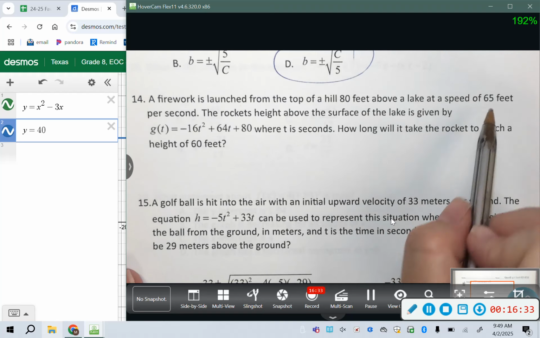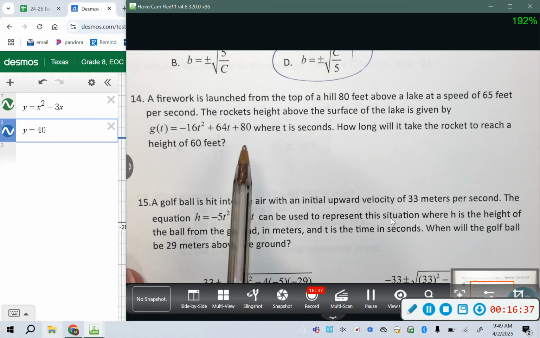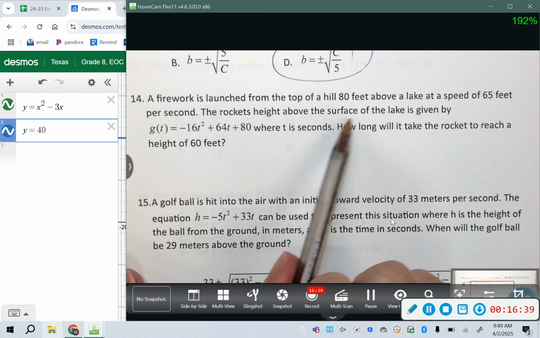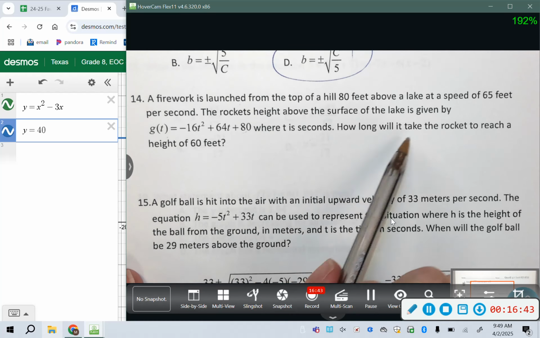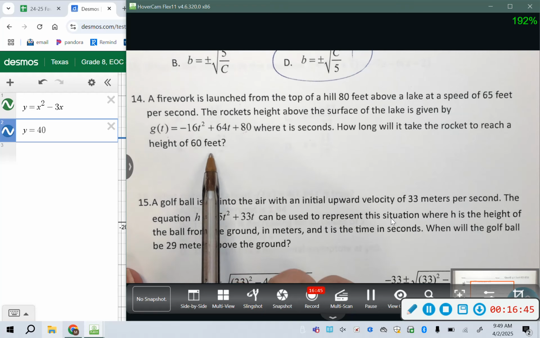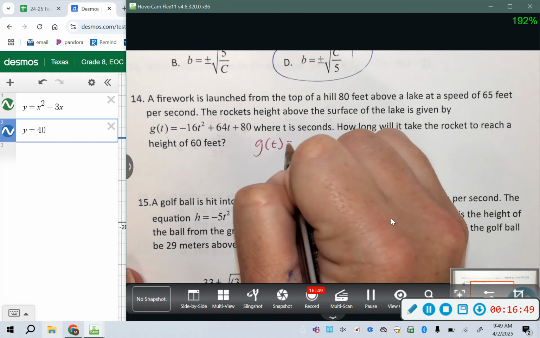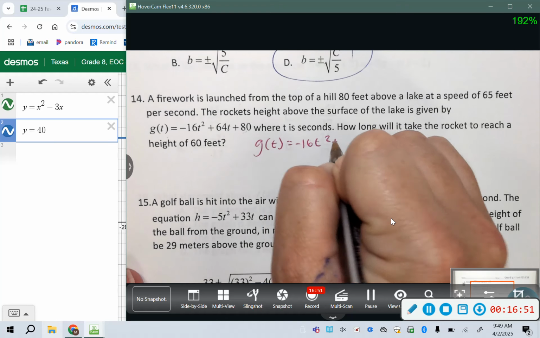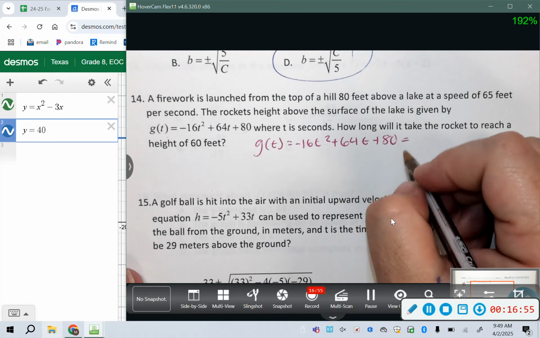Okay, 14 says a firework is launched from the top of a hill 80 feet above the lake at a speed of 65 feet per second. The rocket's height above the surface of the lake is given by this, where t is in seconds. How long will it take the rocket to reach a height of 60 feet? We want to know when this is a height, so equals 60.